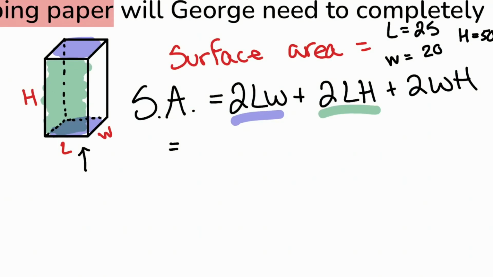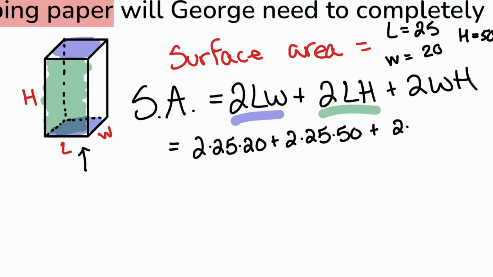So here we go. Surface area equals 2 times length times width. So times 25 times 20. Then 2 times length, which is 25, times the height, which is 50. And then lastly, we have 2 times the width, which is 20, times the height, which is 50.